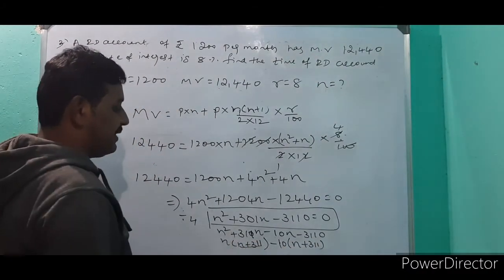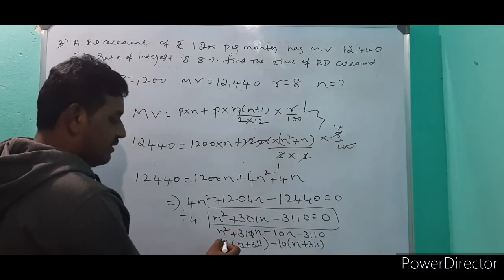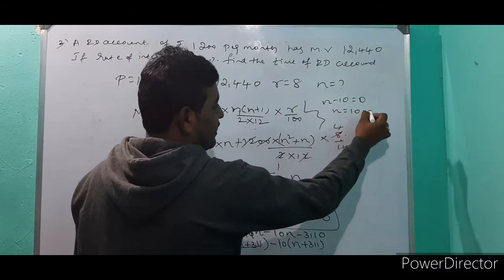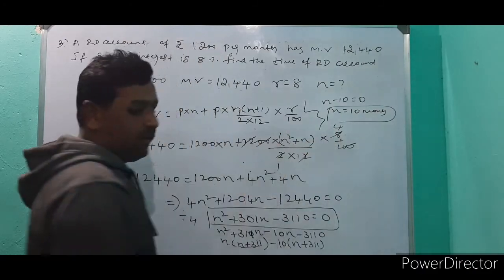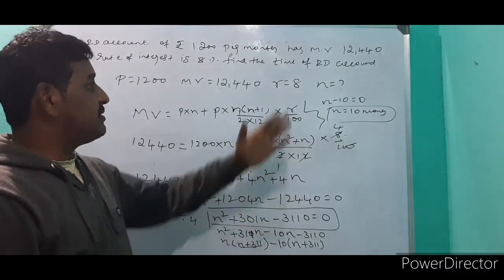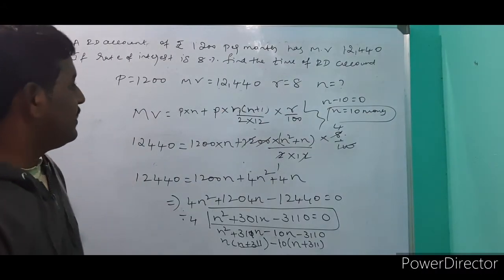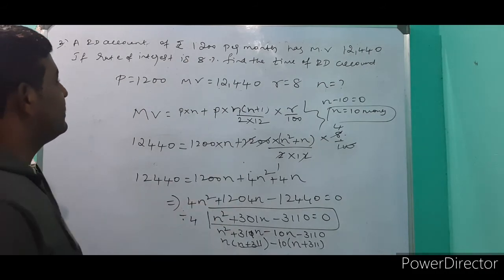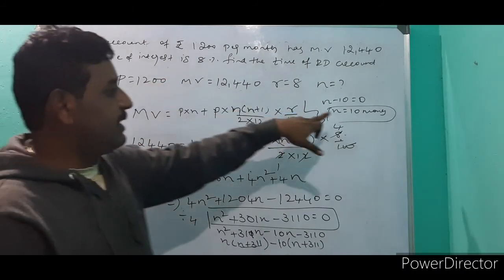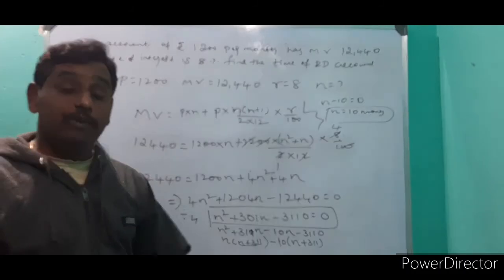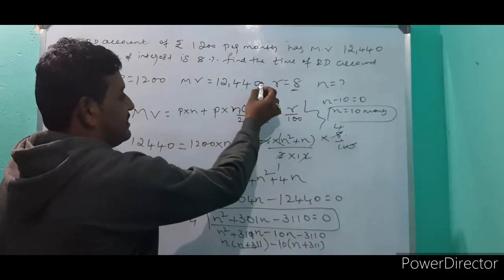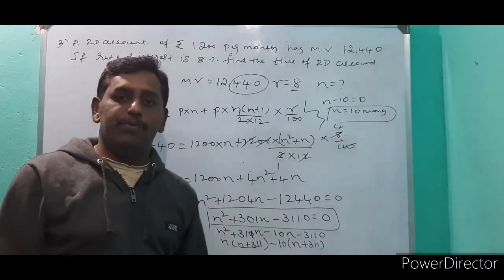So the plus factor you can neglect. What is the one more? N minus 10 is equal to 0. N is equal to 10 months. So this is the time taken by the person to get this maturity amount 12,440. So that is 10 months. If he pays 1,200 for 10 months, how much total sum did he pay? 12,000. For 12,000 rupees, for 10 months you will get 440 rupees as interest.